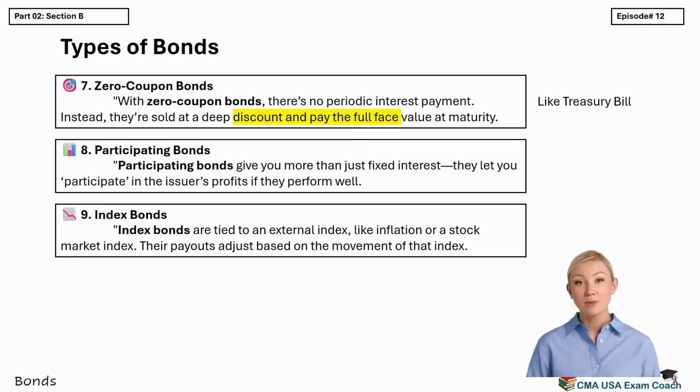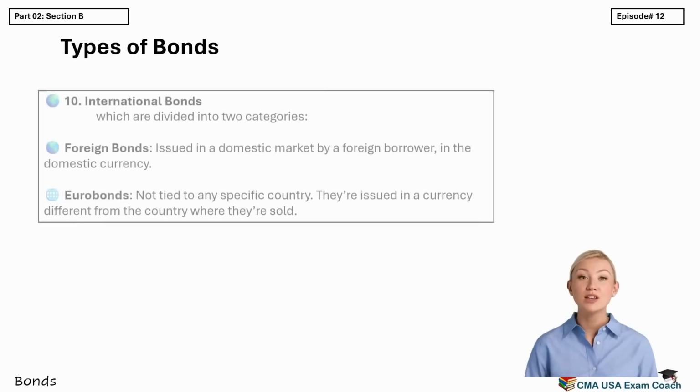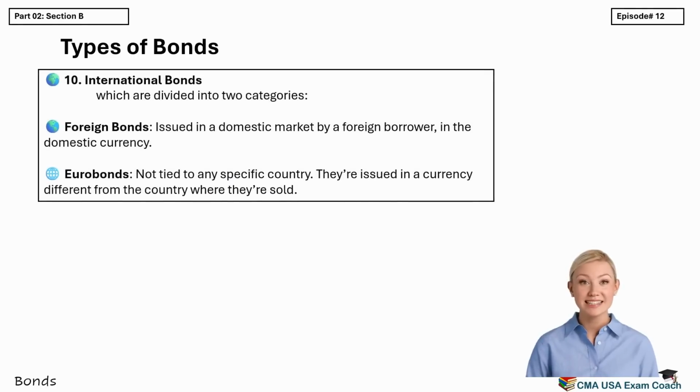And finally, we have international bonds. These come in two main forms: foreign bonds and euro bonds. A foreign bond is issued in a country by a foreign entity, using the country's local currency. For example, a Japanese company might issue bonds in the United States denominated in US dollars. These are known as Yankee bonds.